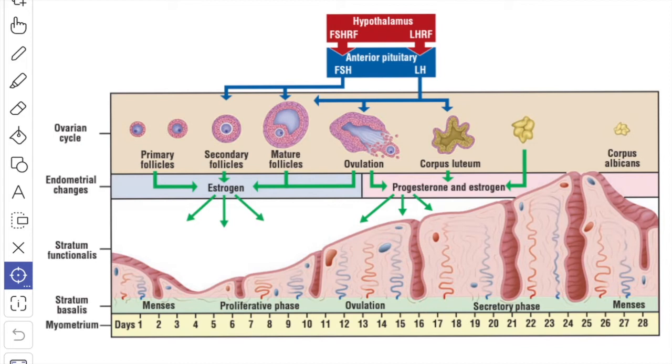But the duration of the cycle may be variable in different individuals and in the same individual at different periods of life. The hormones liberated from the ovary during the ovarian cycle regulate the various phases of the menstrual cycle. Next we'll see about the different phases of the menstrual cycle. So first is the proliferative phase. It is also known as the follicular phase, and then you have the secretory phase, which is also known as the progesterone phase, and then you have the menstrual phase.